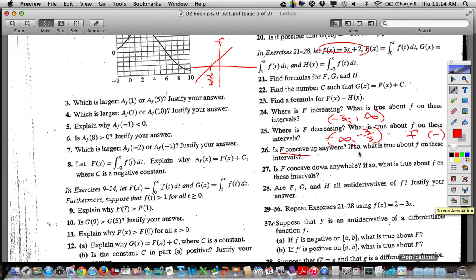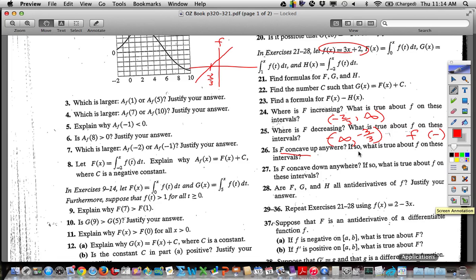What if 24 was G. Where is G increasing? Lacey? It's the same thing. Because how is G different than F? Big F. Just shifted up or down. If you move a graph up or down, does it change where it's increasing or decreasing?